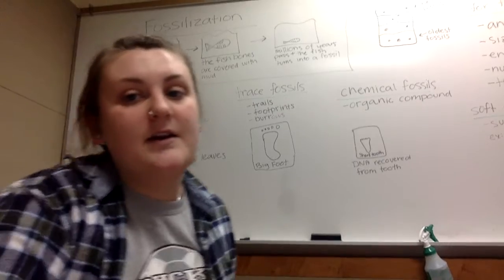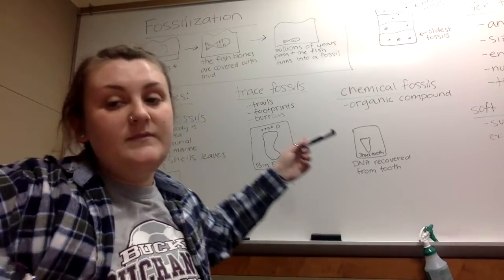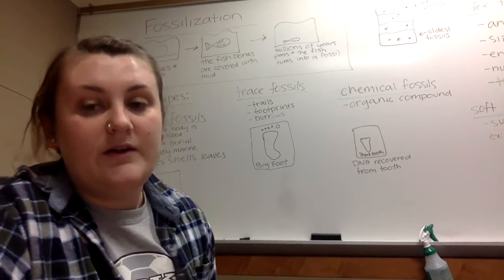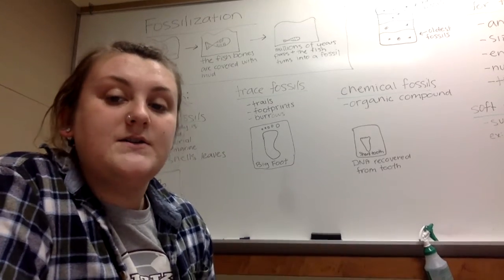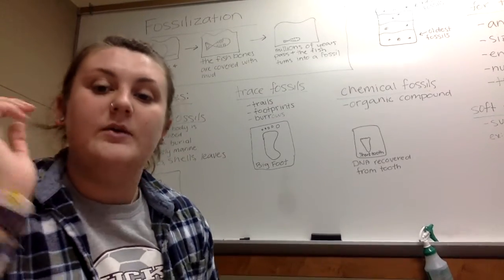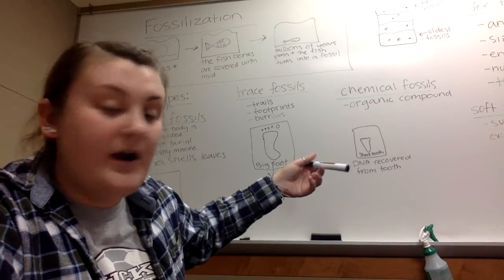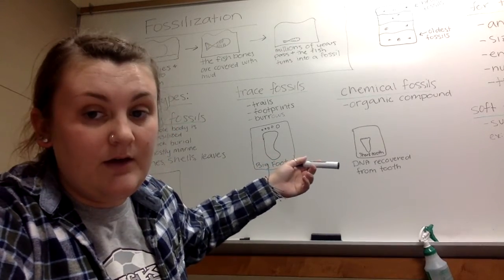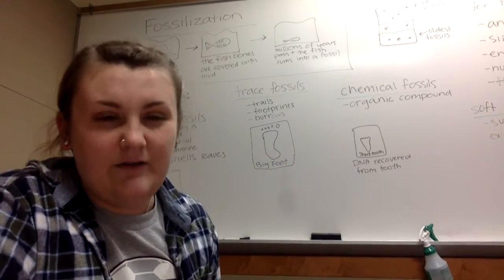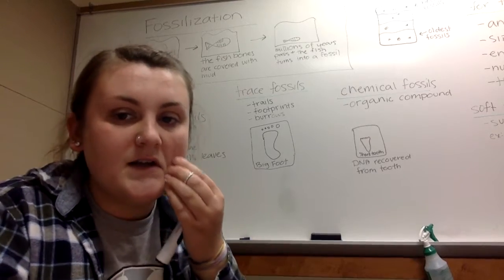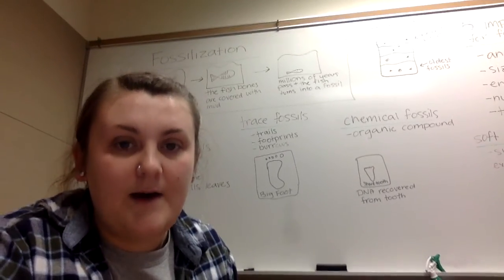And next, there are chemical fossils. This is all the fossils that have organic compounds. An example of that would be some DNA recovered from a shark tooth, or DNA recovered from a bone, or anything that is organic like that.